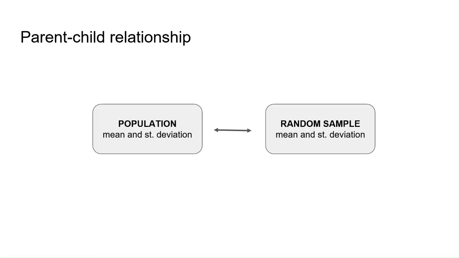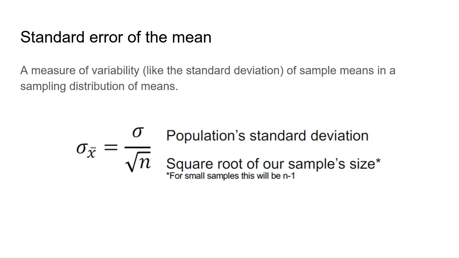A population tells us a lot about the random samples from it, as we have just seen. We can compute, based on a known population mean and standard deviation, the likelihood that a random sample mean and standard deviation came from it. But the opposite is also true. Random samples tell us much about the population they came from.